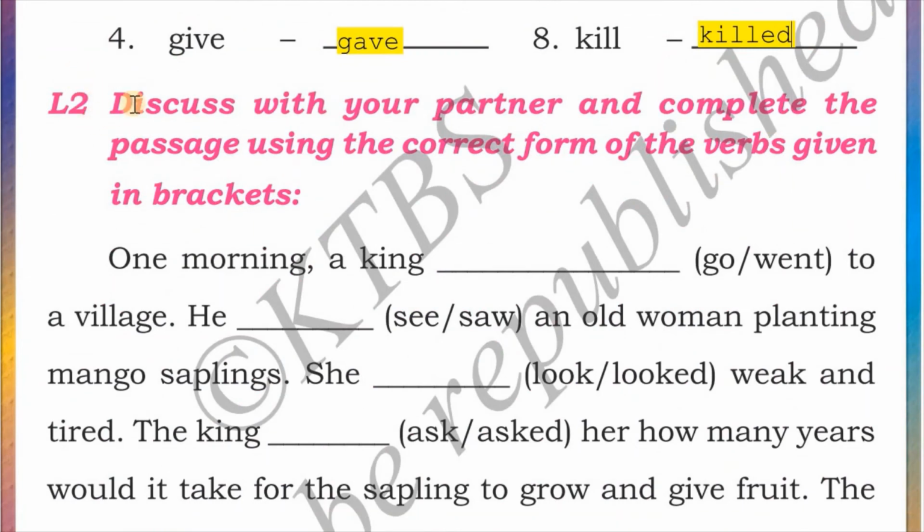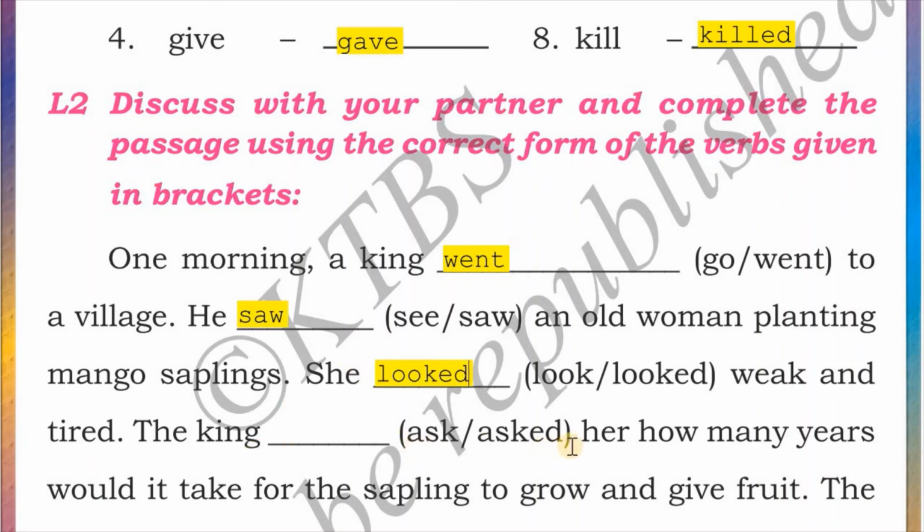Next we have L2. Discuss with your partner and complete the passage using the correct form of verbs given in brackets. First, one morning, a king went to a village. This is a story that has already happened, so it should be in past tense. He saw an old woman planting mango saplings. She looked weak and tired.